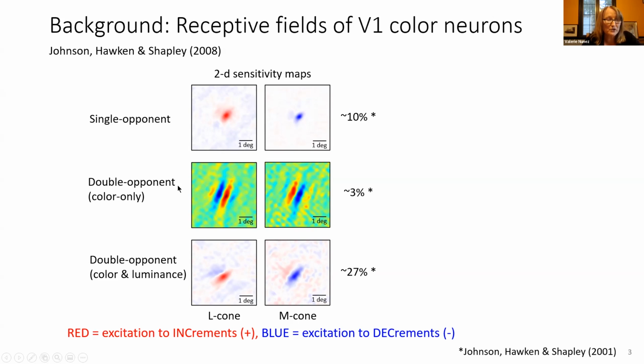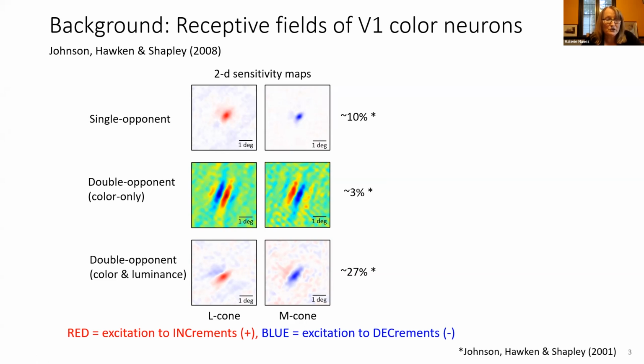If we look at the double opponent neuron, for L-cone stimuli, one side is excited by increments and the other by decrements in cone contrast. This gives us spatial opponency. Then, for M-cone stimuli, one side is excited by increments and the other by decrements in cone contrast. For color luminance double opponent neurons, the increments and decrements are not completely cancelled by one another.